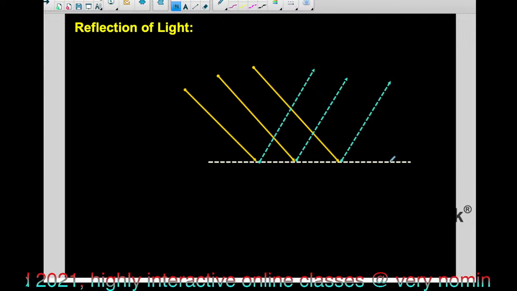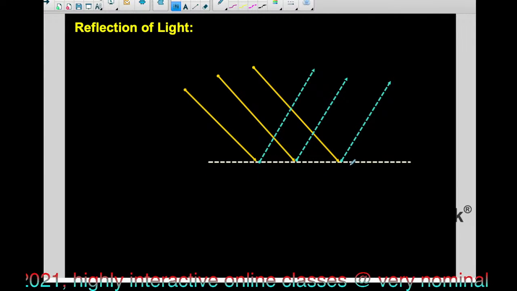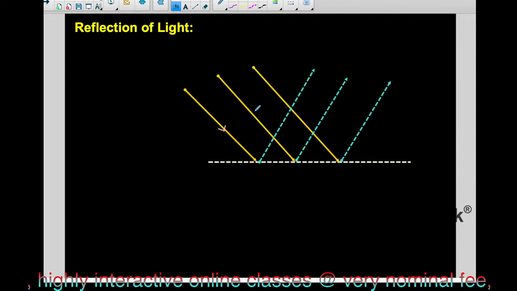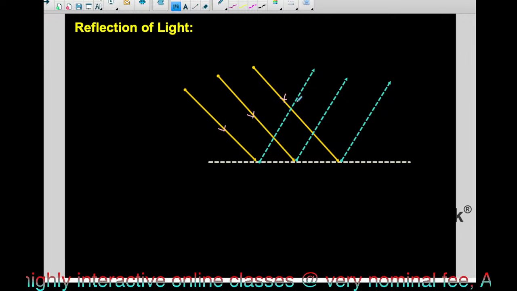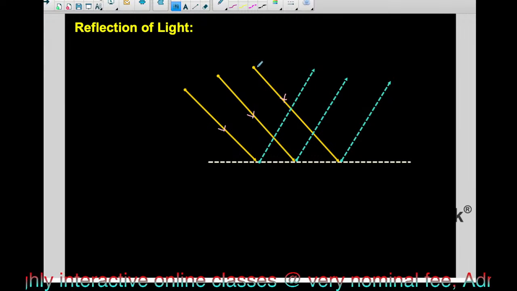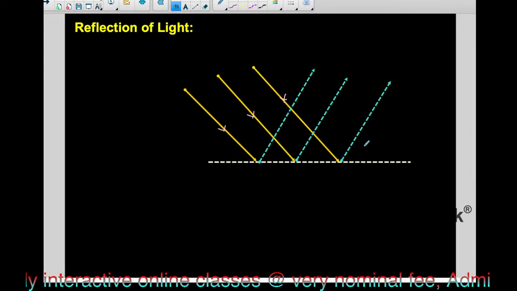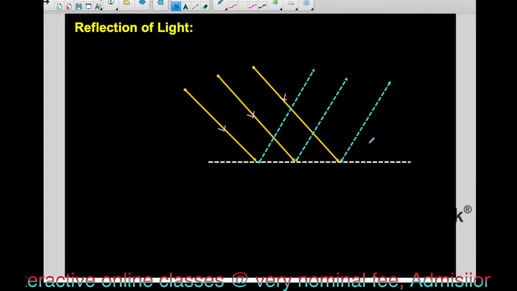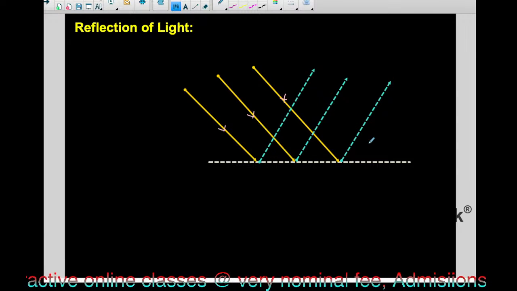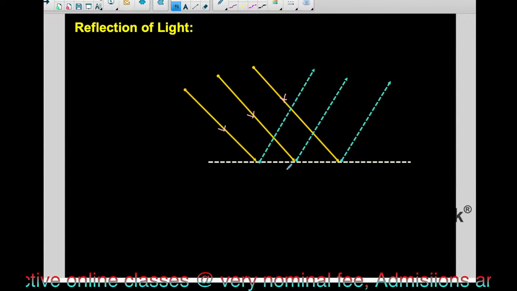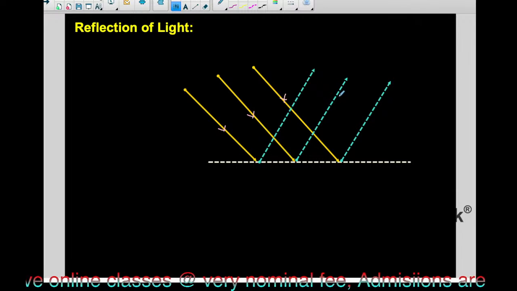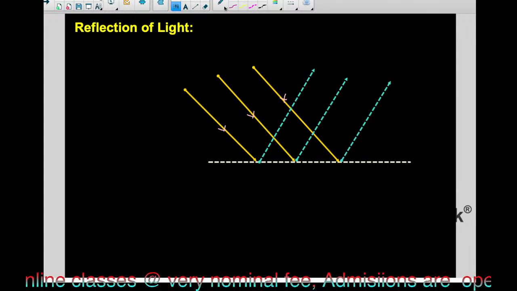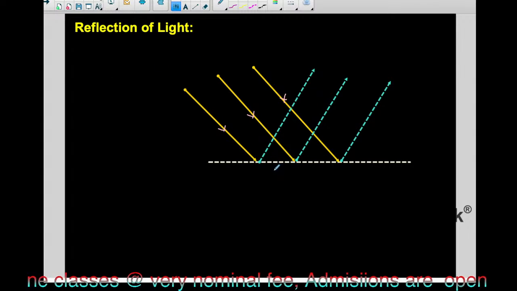Now it depends on the medium, which type of medium is coming over here and facing the incident ray. This one is the incident ray, and these are the reflected rays. So here we say when a light ray strikes the boundary of two mediums, such as air, glass, or whatever, a part of light is turned back into the same medium. This is called reflection of light. You can write it also.